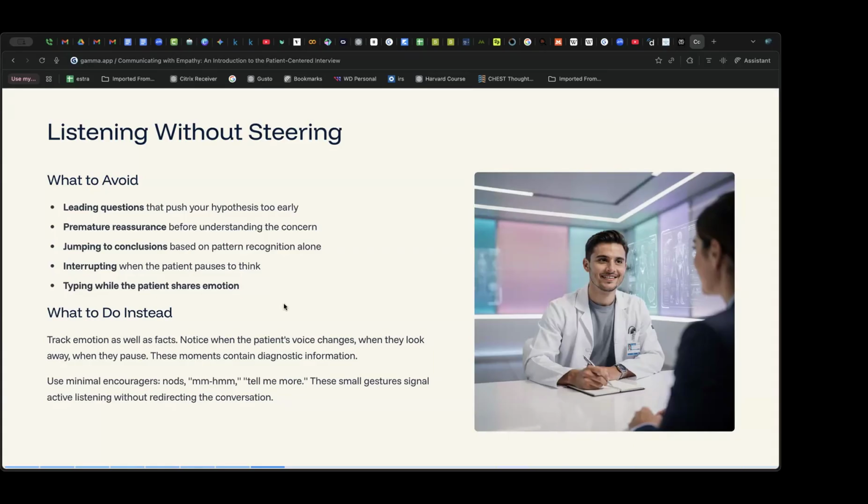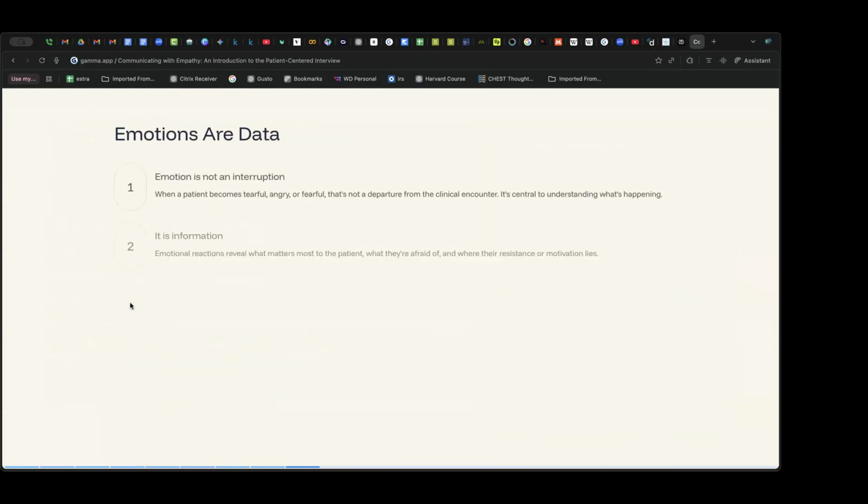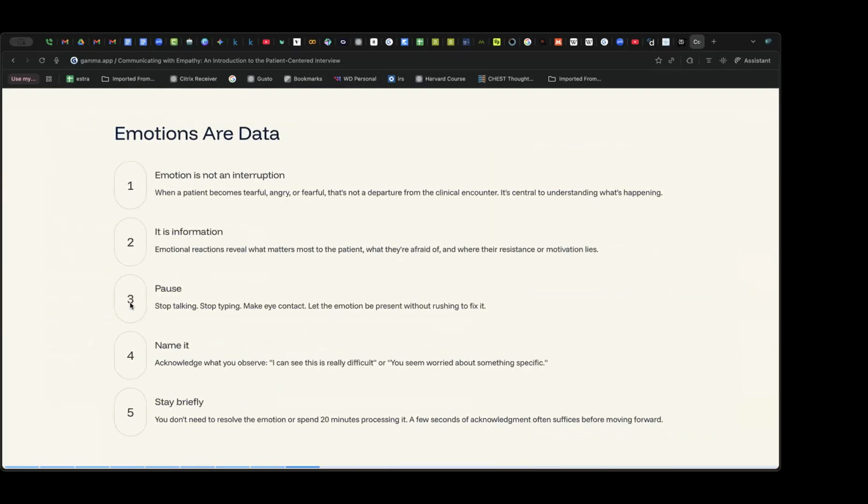Okay? What to do instead is to track the emotion as well as the fact. As you are listening, if the voice changes, if they look away, if they say something and just look down, or as you are telling them about the smoking, they look away. Those are things that you need to pick up on. That's when we say empathy, because emotions are data.